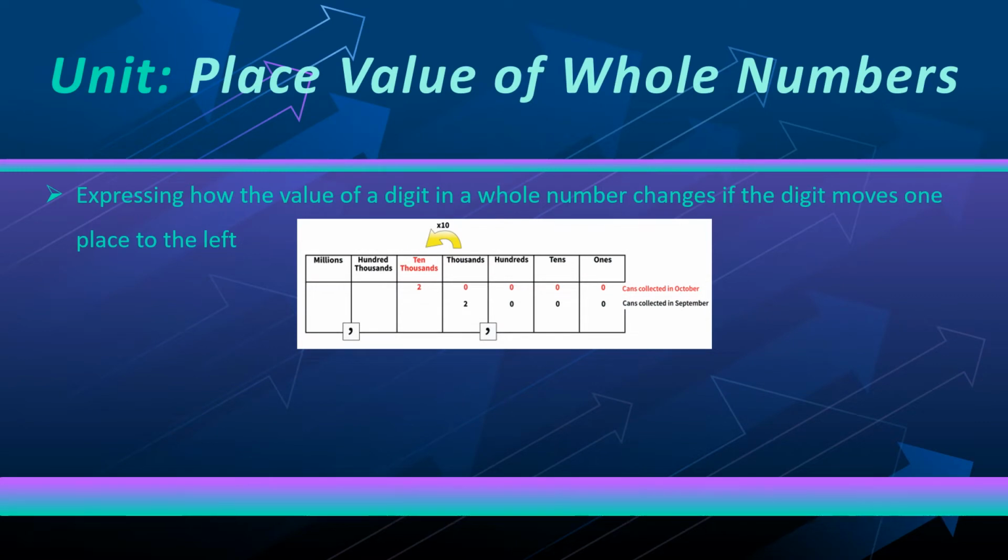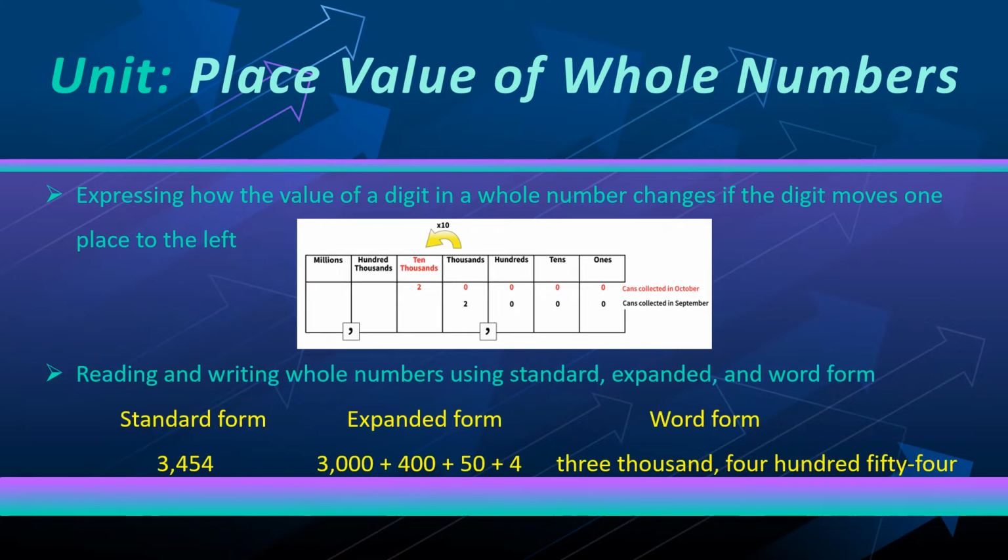In the fourth grade unit, place value of whole numbers, we're going to start by expressing how the value of a digit in a whole number changes if the digit moves one place to the left or to the right. We're also going to move into reading and writing whole numbers using standard, expanded, and word form. So you can see the examples there, the same number represented three different ways. And this is to the millions place for fourth grade.